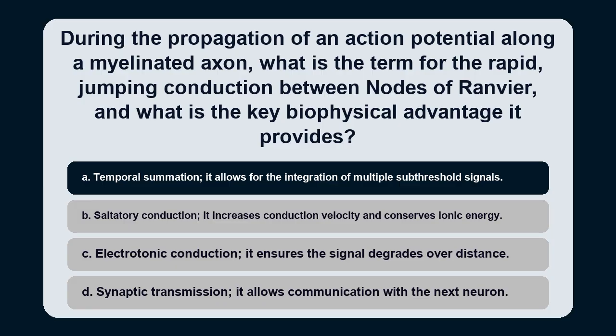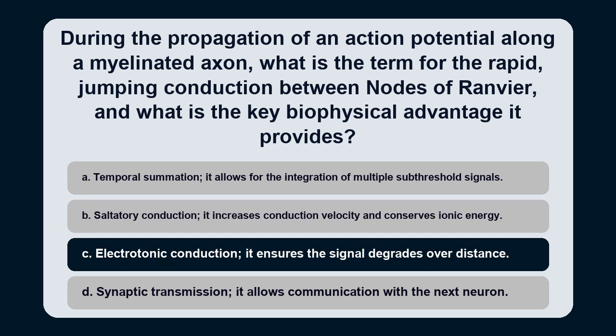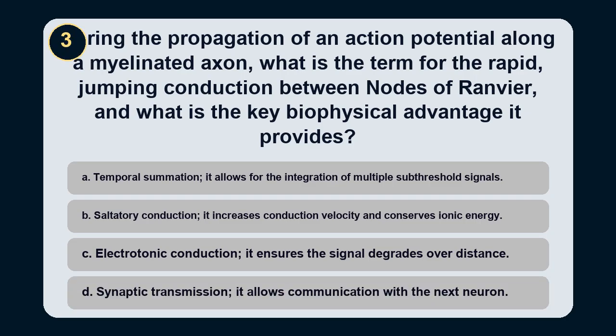Option A. Temporal summation. It allows for the integration of multiple subthreshold signals. Option B. Saltatory conduction. It increases conduction velocity and conserves ionic energy. Option C. Electrotonic conduction. It ensures the signal degrades over distance. Option D. Synaptic transmission. It allows communication with the next neuron.